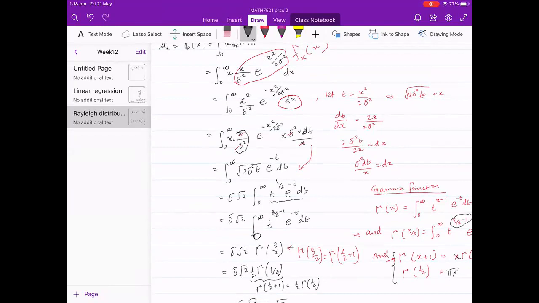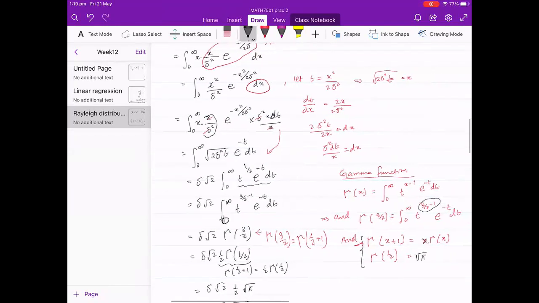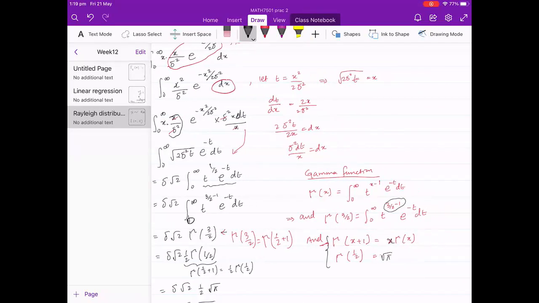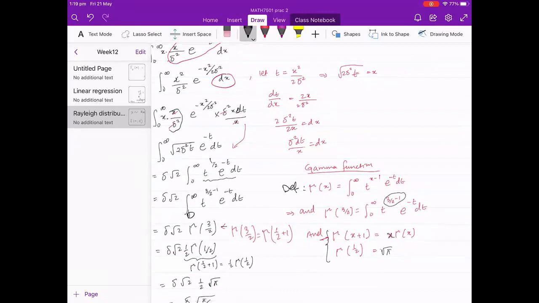You could still use integration by parts if you want, but I am familiar with the gamma function, so I'm going to use that. A gamma function is defined as the integral of t to the power x minus 1 e to the power minus t dt. So that's the definition. Applying that in our case, we have t to the power half. Half can be split as 3 over 2 minus 1, which I've done here. And that is really gamma 3 over 2.